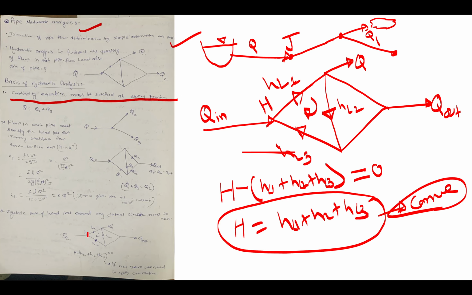So the third condition is that the algebraic sum of the head loss around a closed circuit must be zero. So this is the assumption. So this is the basic concept. Now, based on some basic principle, Hardy Cross in 1934 developed a method, that is the successive approximation method, based on the approach of successive approximation.